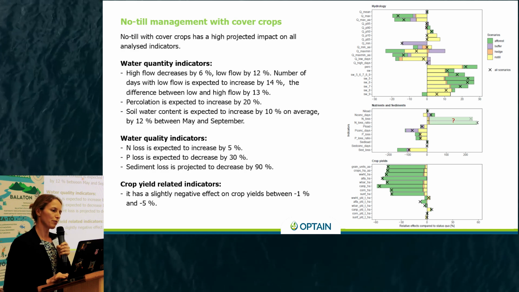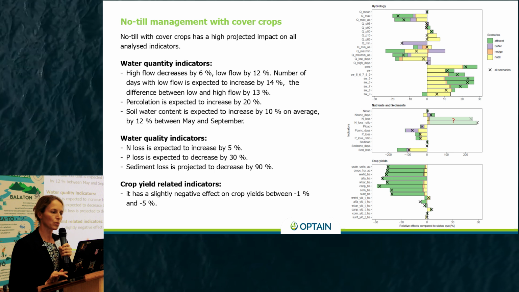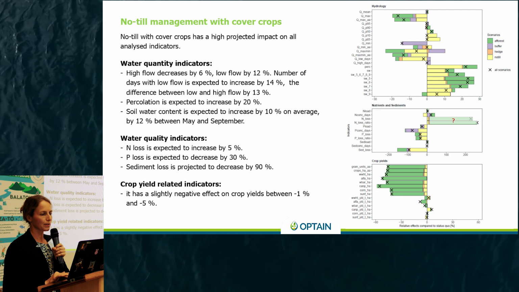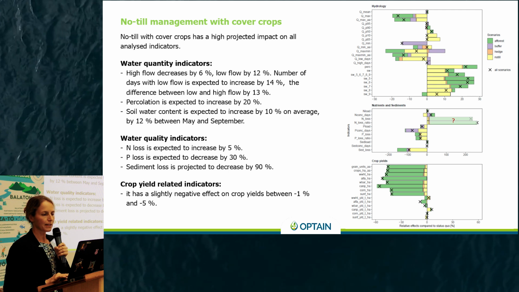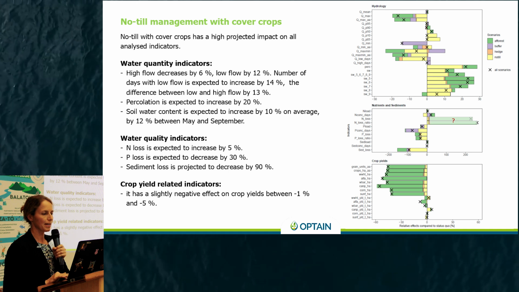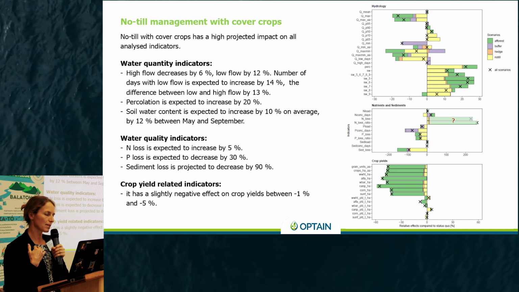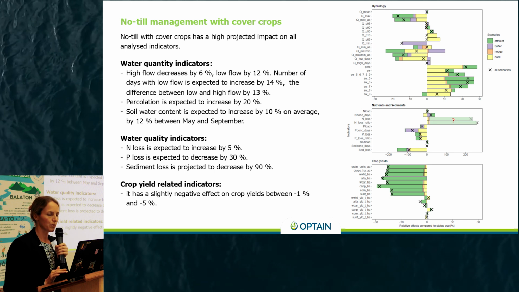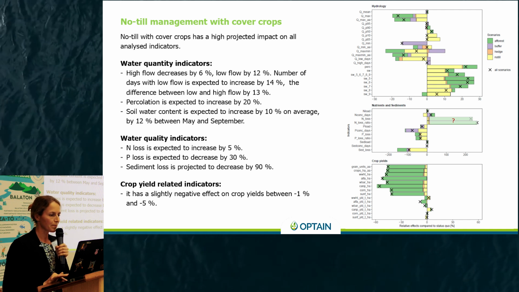And finally, we arrived at one management, which does have an important effect. This is the no-till management with cover crops. So its most important influence is on the soil water content, which is expected to increase by 10% on average, and by 12% between May and September. The percolation is expected to increase by 20%, so this is very much in line with the information we have from other results or in the literature.